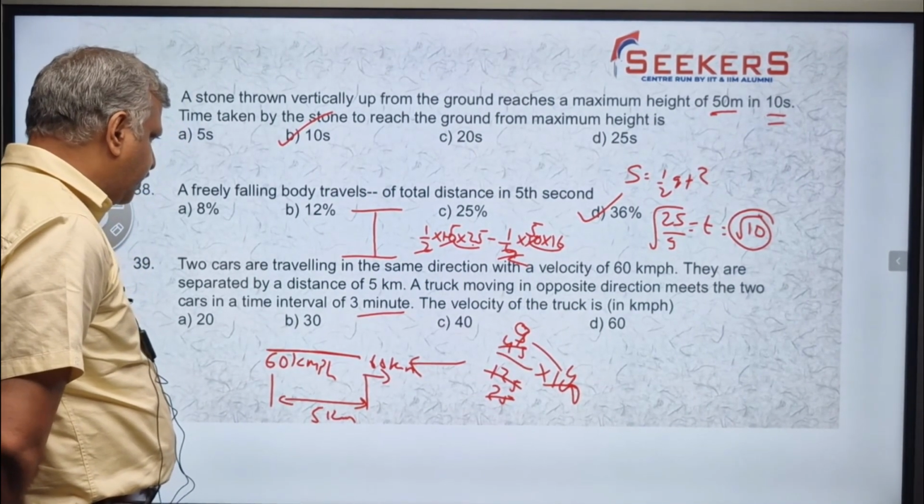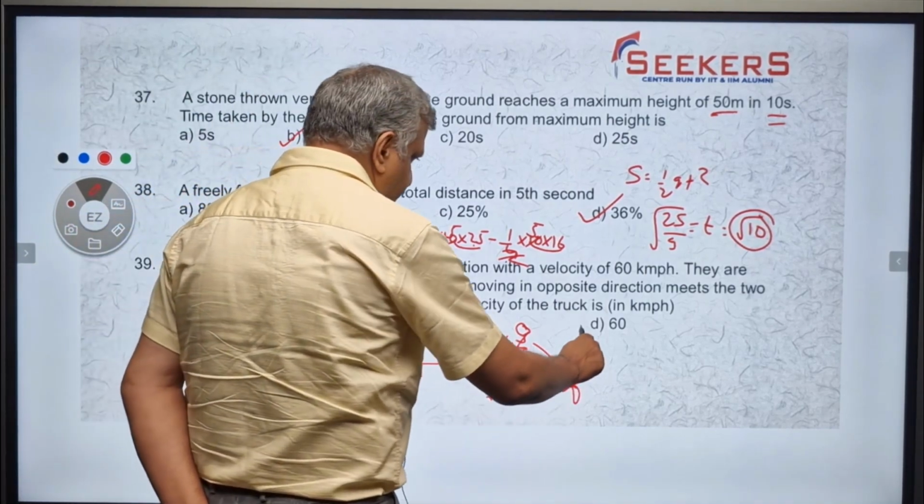Yeah, so the truck should be doing the same 60 kilometers per hour. So the answer will be 60.